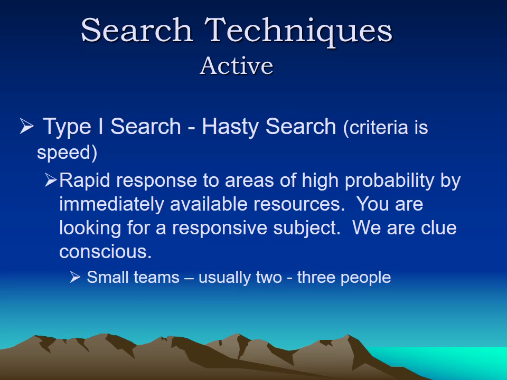Now let's look at types of active searches. The first is a type 1 search, which is a hasty search. In a hasty search, the criteria is speed, a rapid search response to the area of high probability by search resources that are immediately available. In this effort, we are looking for a responsive subject, but we are also clue conscious. Hasty teams are usually 2 to 3 persons.